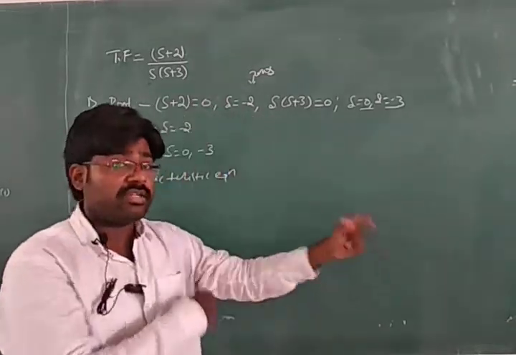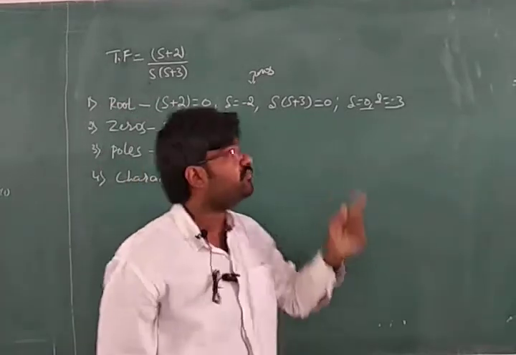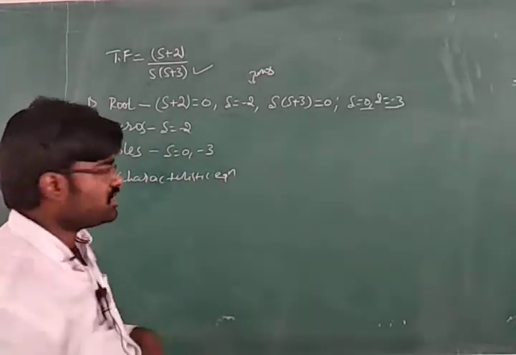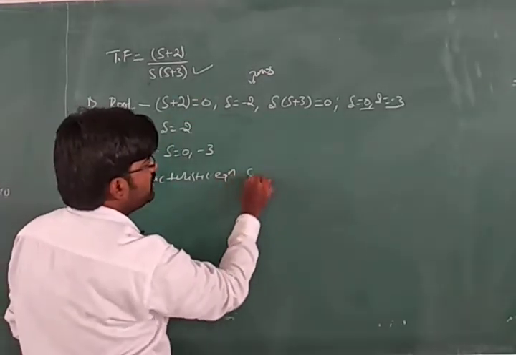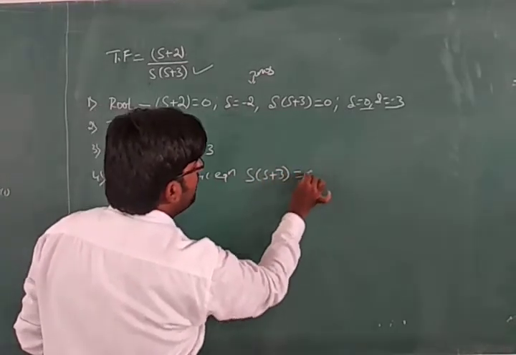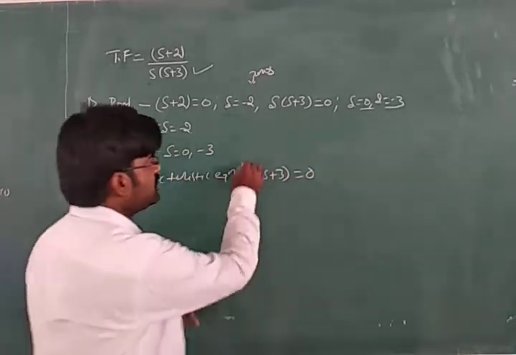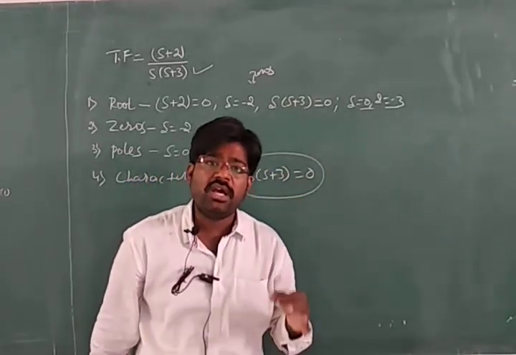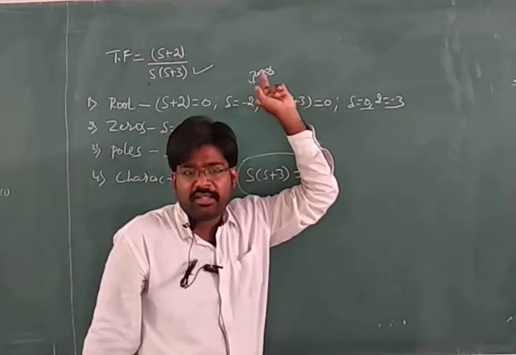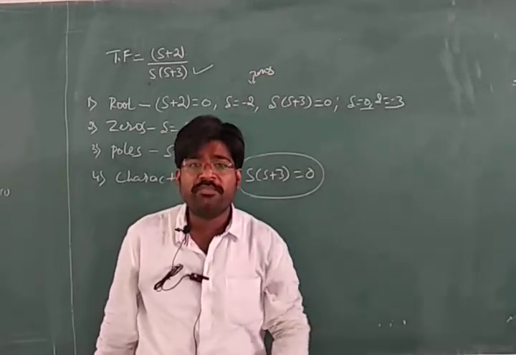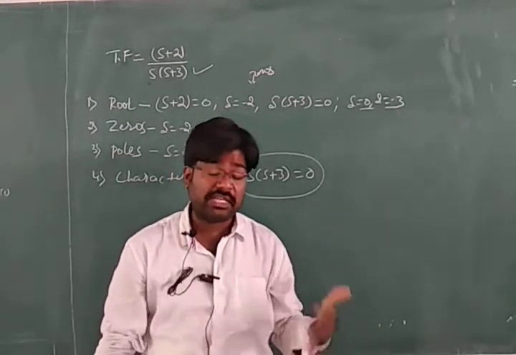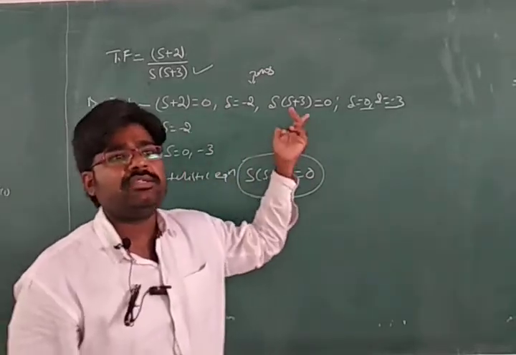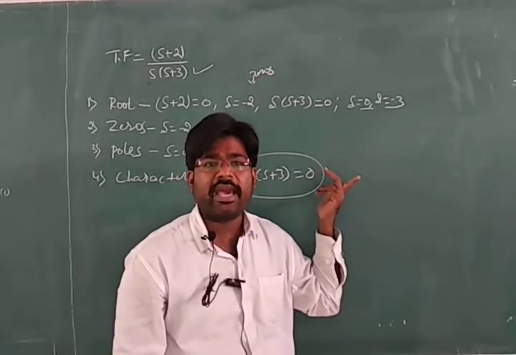What is the definition of characteristic equation? If we equate the denominator to 0, then it is called the characteristic equation. Here the denominator has the expression s into s plus 3. If we equate that to 0, then this equation is called the characteristic equation. So the characteristic equation is obtained by equating the denominator of the transfer function to 0. Any denominator, if you equate it with 0, you are going to get the characteristic equation.